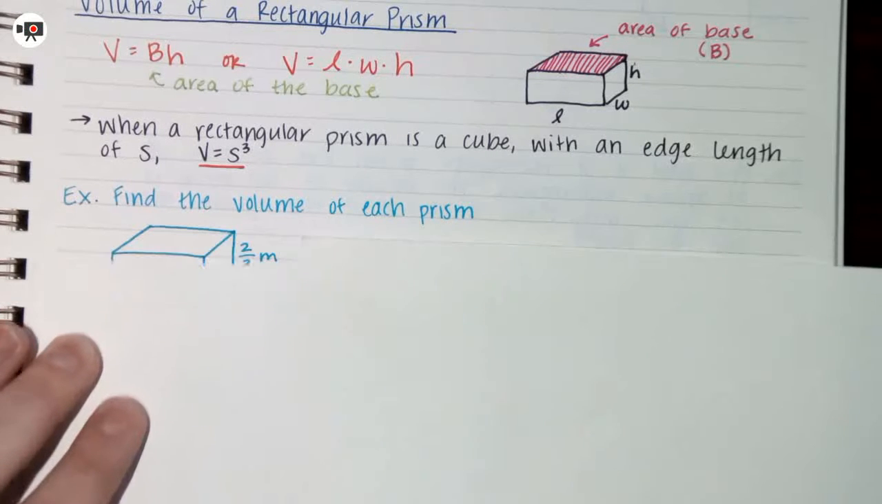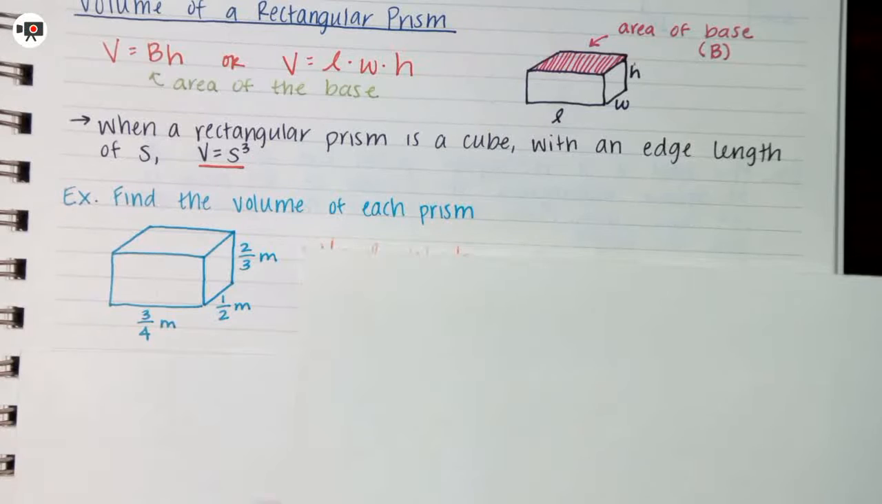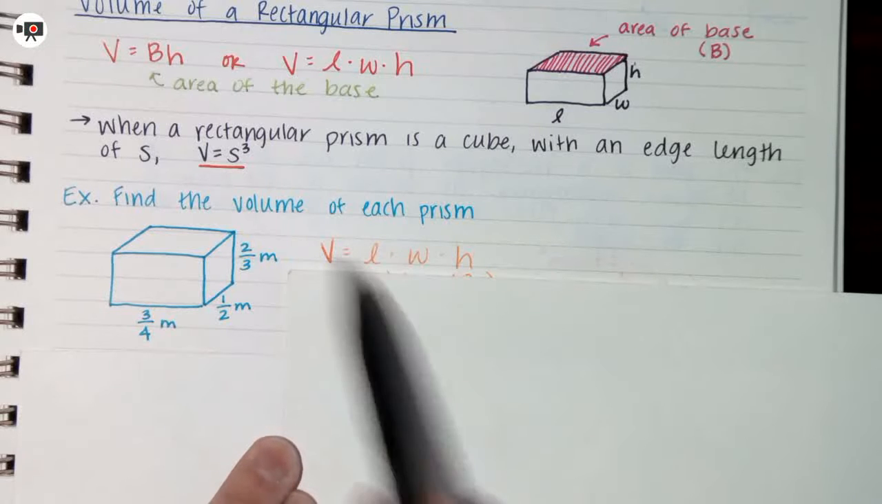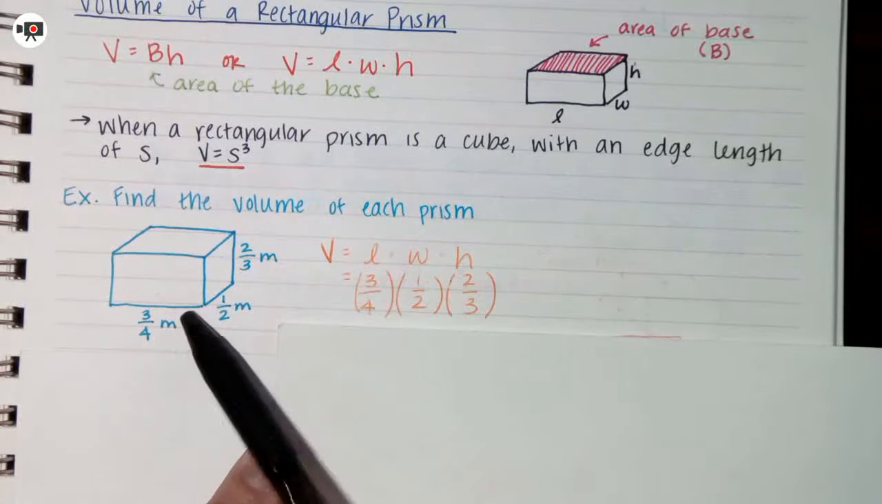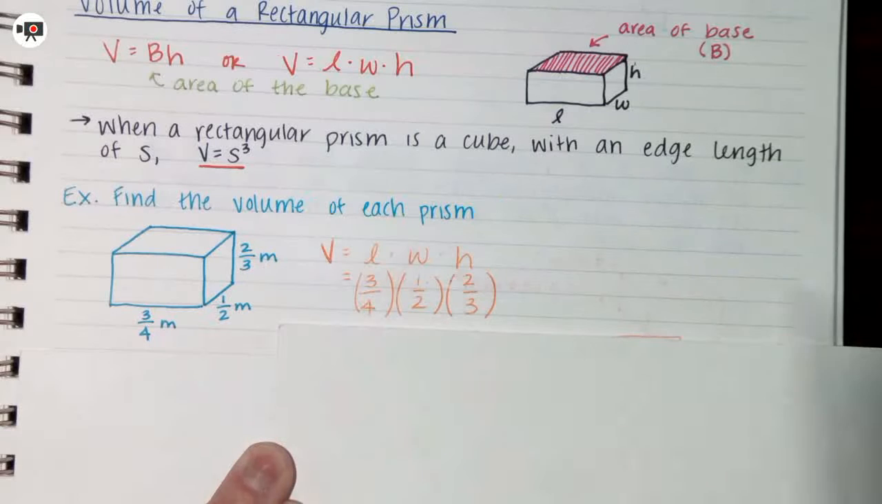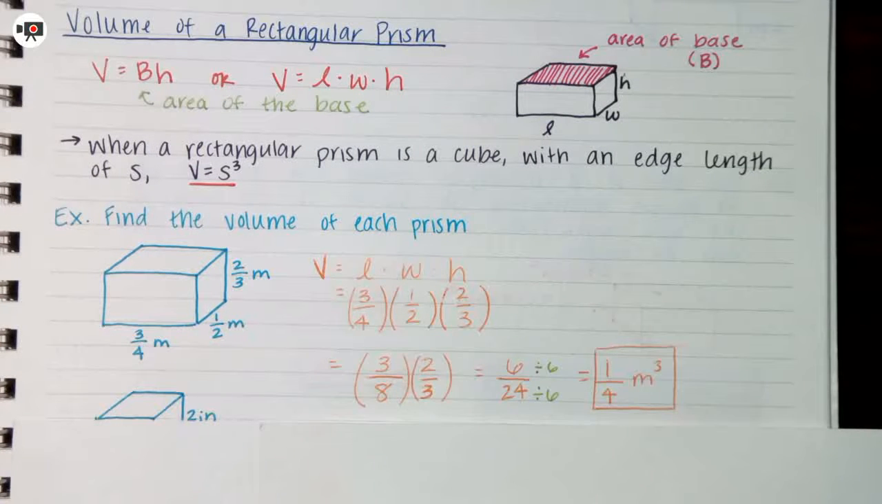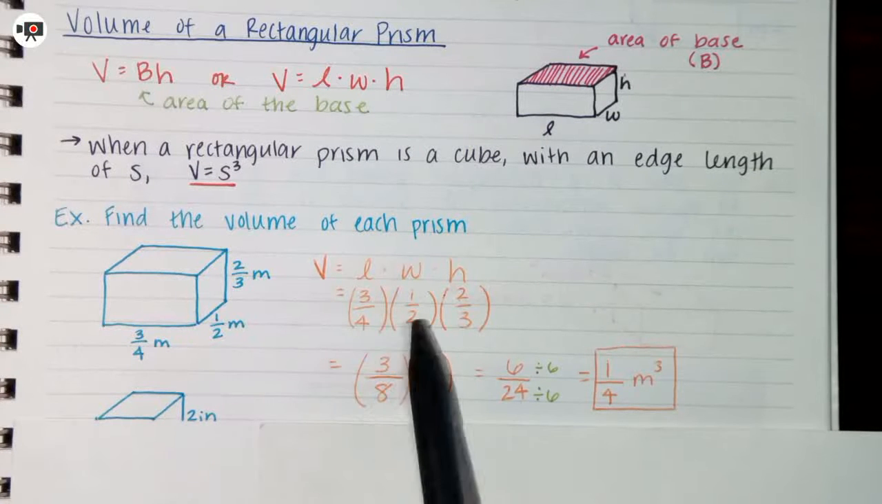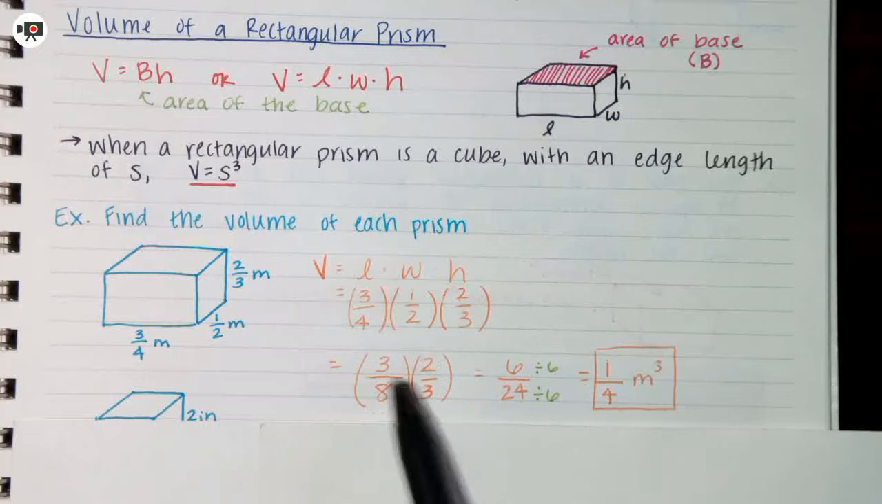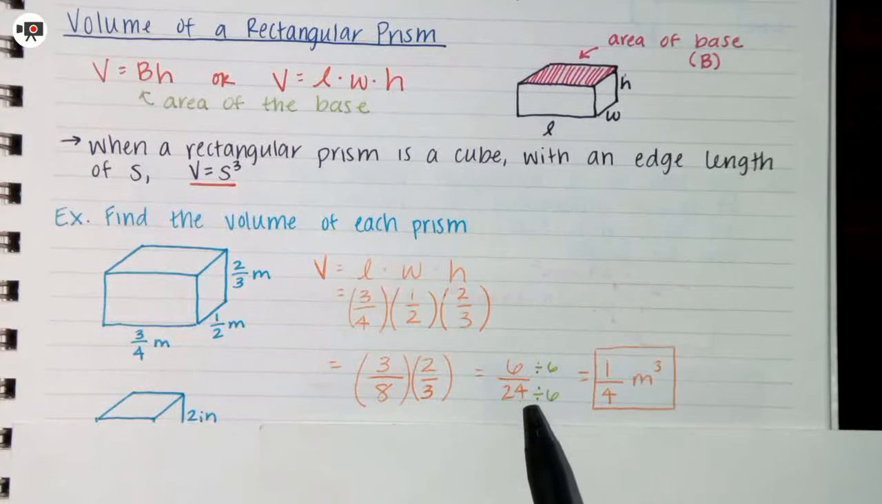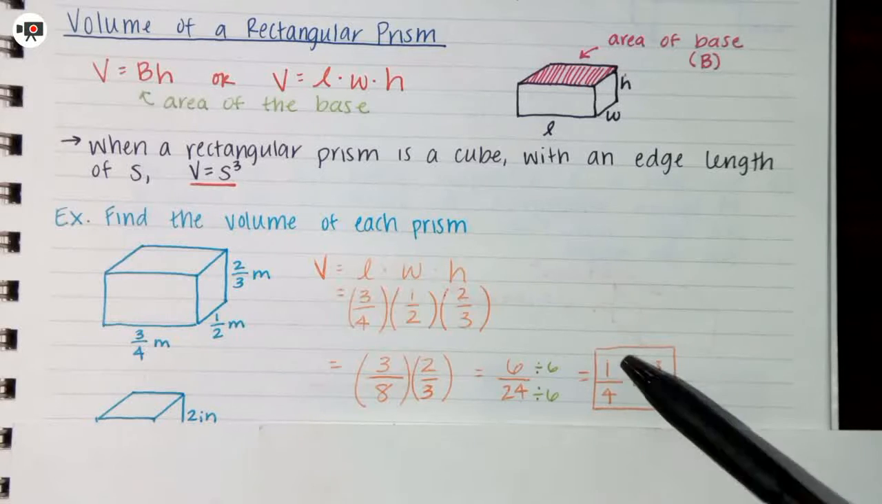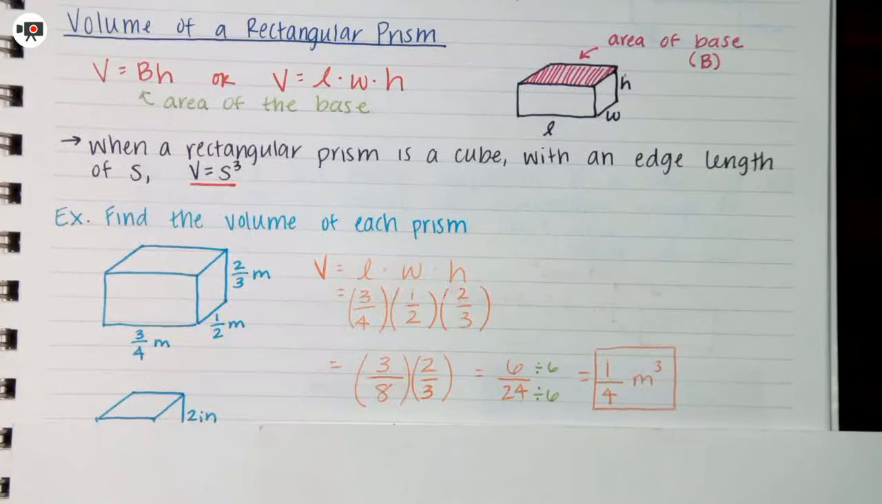So we're going to find the volume of each prism. Here, I'm going to start with my formula, and I'm going to plug in the information I know. The length is 3/4, the width is 1/2, and the height is 2/3. So 3 times 1 is 3, 4 times 2 is 8, and then times 2/3. 3 times 2 is 6, 8 times 3 is 24. Now, I know that 6 is a factor of 24, so I'm going to divide each by 6. When I divide each by 6, my answer is 1/4. My units are meters, and it is cubed.